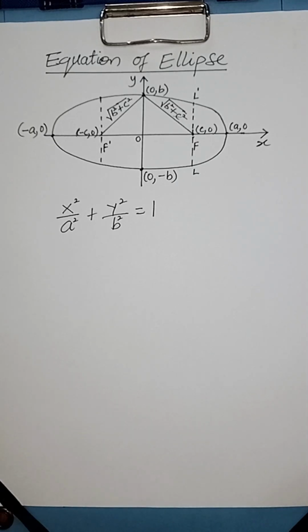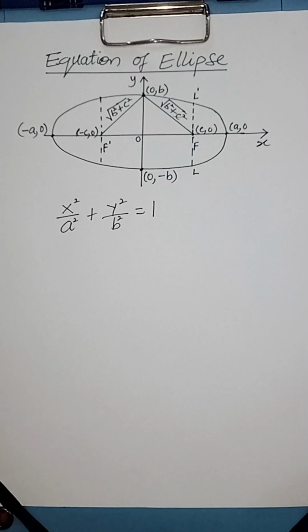But before we dive into the equation of an ellipse, let's define what an ellipse is. An ellipse is a locus of points in a plane, the sum of whose distances from two fixed points is a constant value. The two fixed points are called the foci of the ellipse.